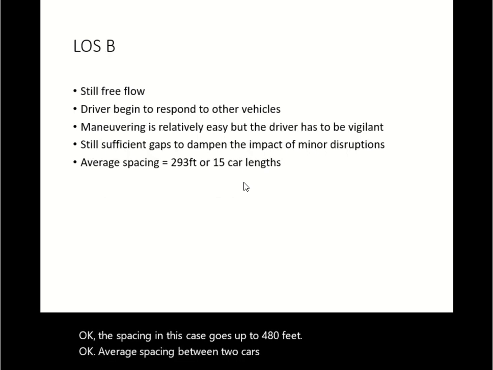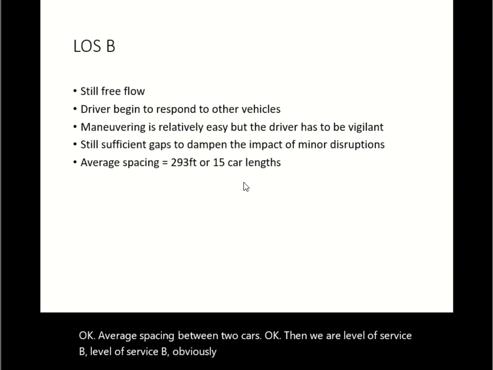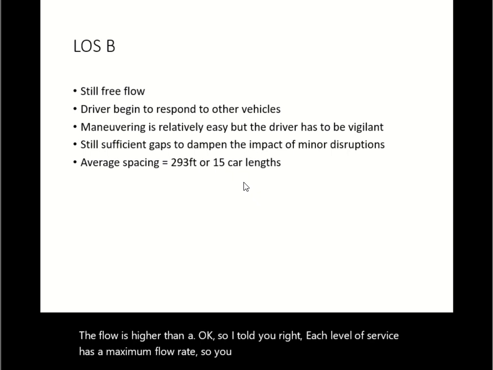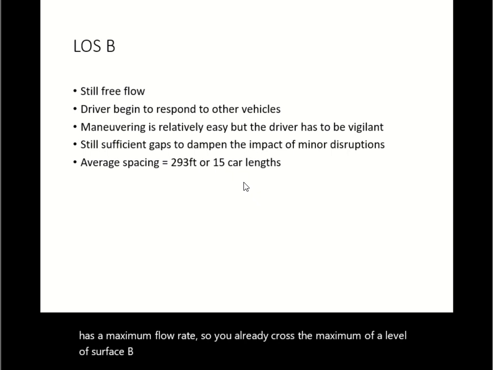Then we have level of service B. Obviously the flow is higher than A, right? I told you each level of service has a maximum flow rate, so you already crossed the maximum of A. B is still free flow, so you're still going at high speed. You still have gaps available.